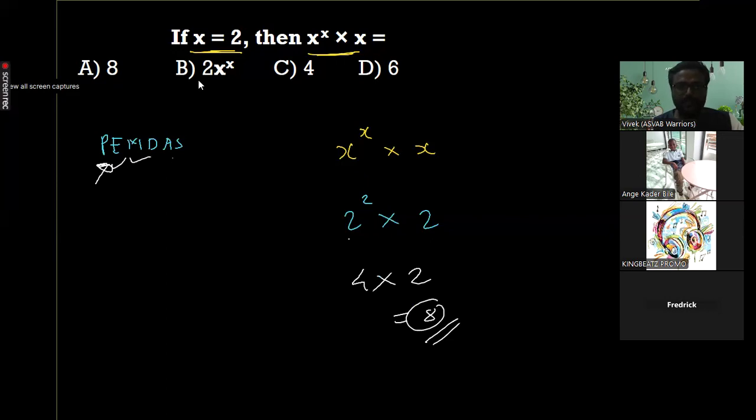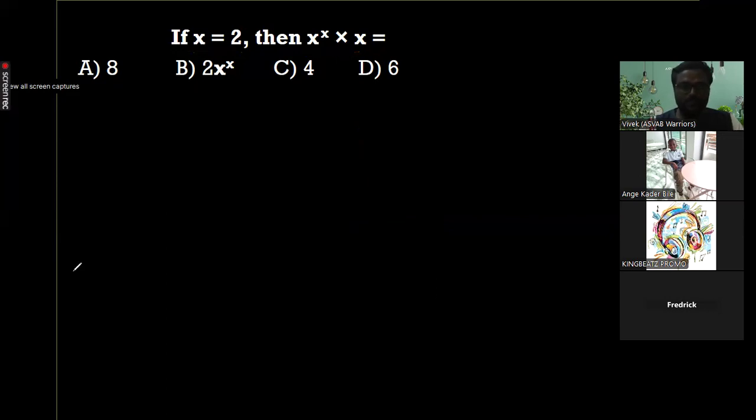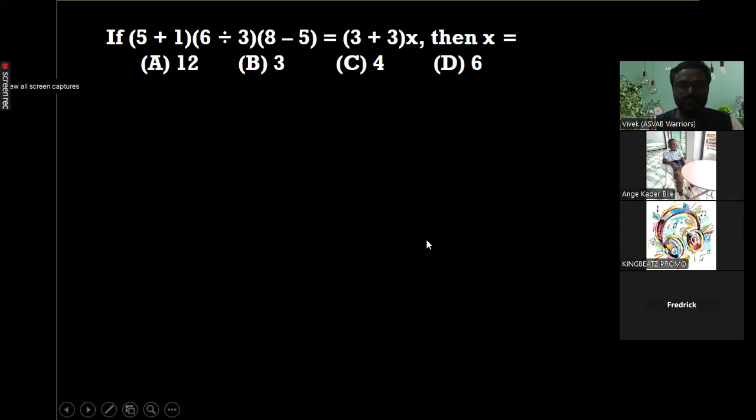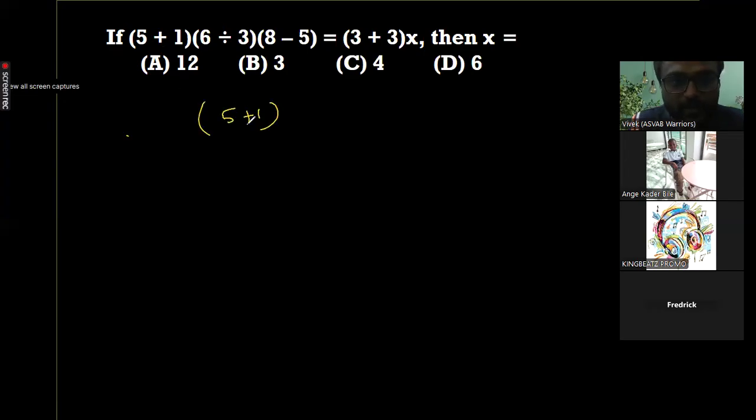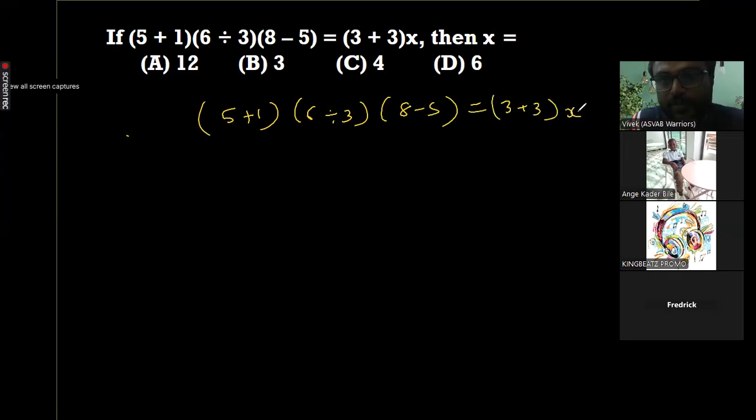Okay. He says yes. Let's move on. I'm going to solve this one for you. Okay. Now, 5 plus 1, 6. 6 divided by 3, 8 minus 5 equals to 3 plus 3x.